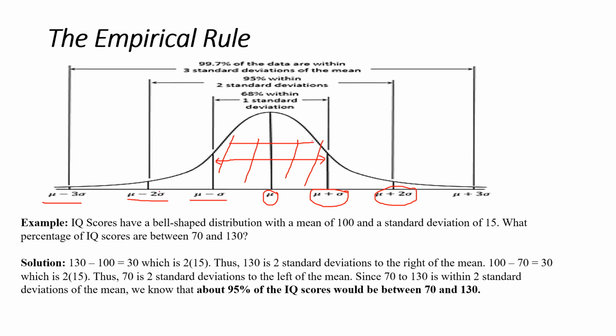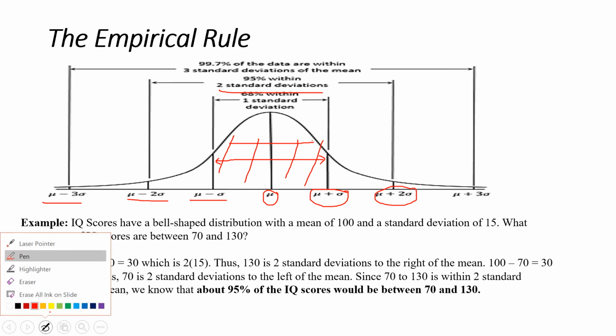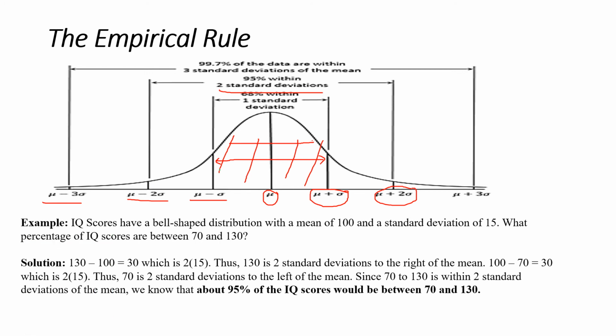About 95.3% of data will lie within two standard deviations. Let me take another color, green. So 95.3% of data will always lie in this range, and around 99.7% of data will lie in this range. So this is how the empirical rule is defined.